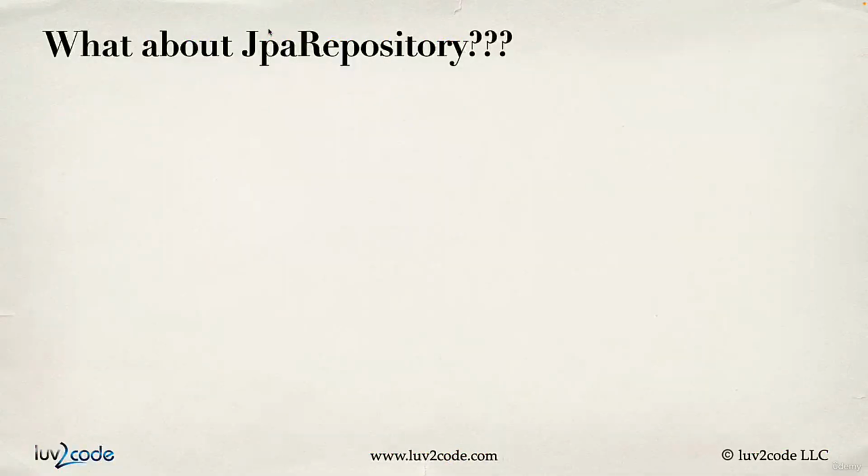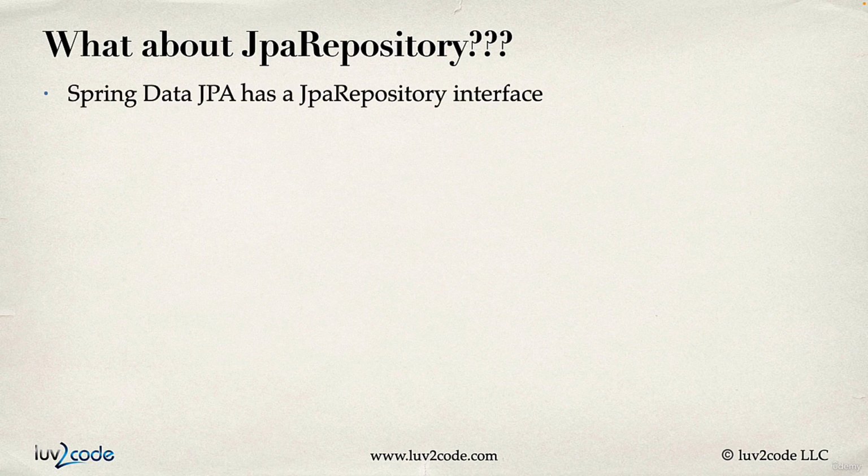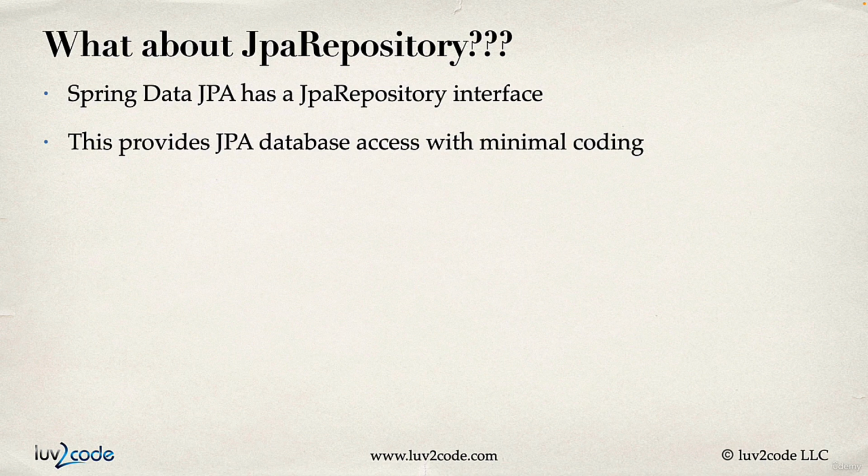Let's take a small digression for a second. Some of you may have done some pre-reading, or you may have seen some online videos or read some blog posts, and you may have read about JPA repository. And at this point in the course, you may wonder, well, what about JPA repository? Why are we not using it? So just a bit of context here. Spring Data JPA has a JPA repository interface. It provides JPA database access with minimal coding.